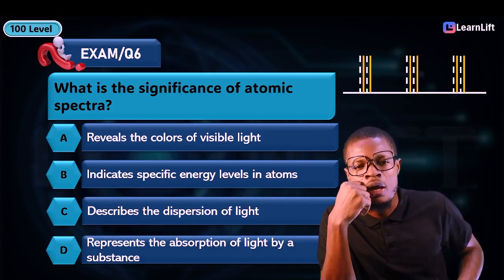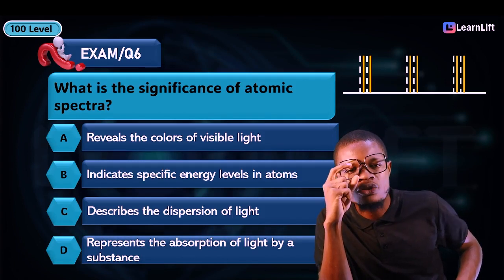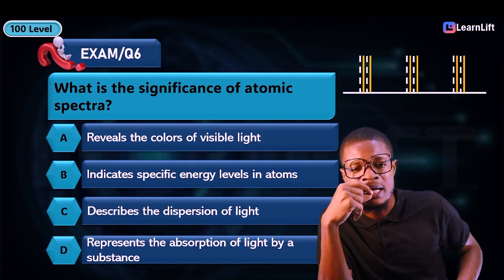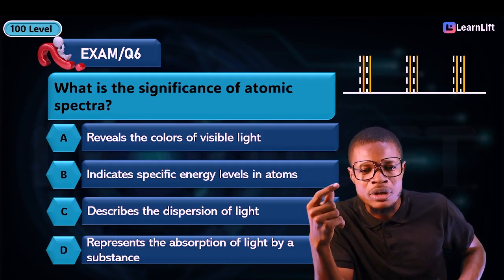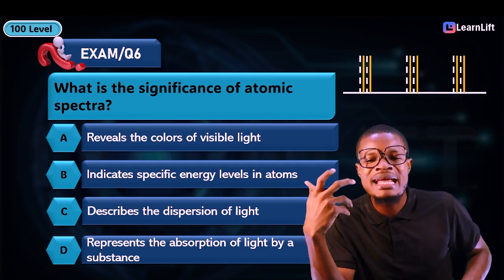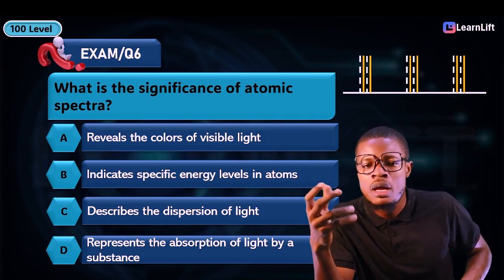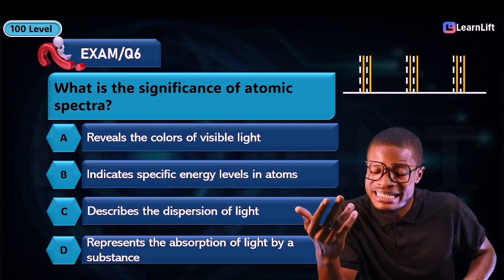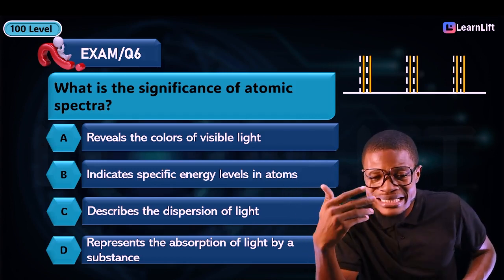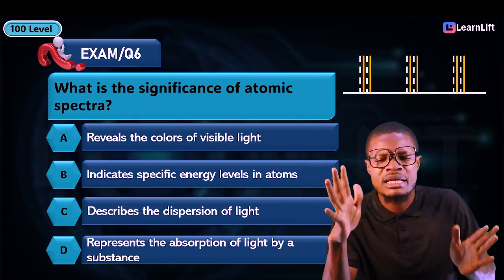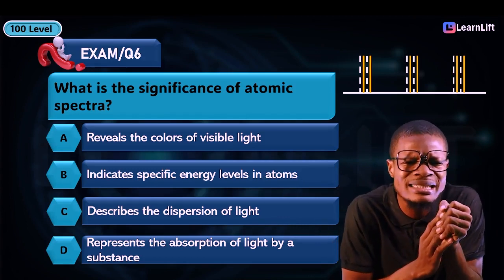Get this answer for me. What is the significance of atomic spectra? Reveals the color of visible light. Indicates specific energy levels in atoms. Describes the dispersion of light. Have you gotten your answer? Represents absorption of light by a substance. Now go through it. Get it for me, bro. Get it, my guy.